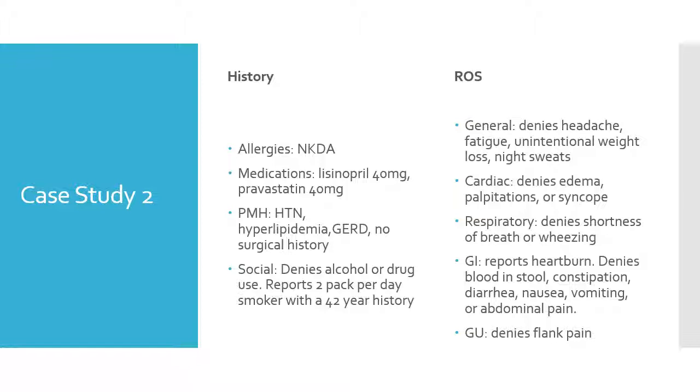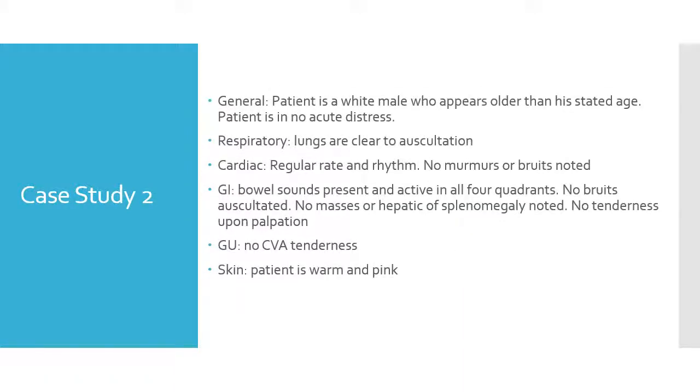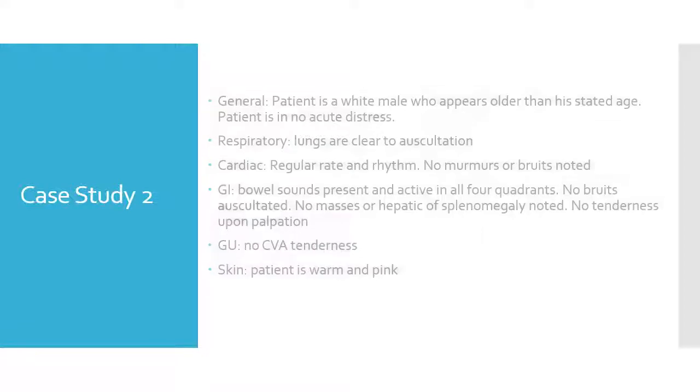No headaches, fatigue, weight loss, night sweats, no edema, palpitations, or syncope, no shortness of breath or wheezing. He has heartburn, no blood in stool, constipation, diarrhea, nausea, vomiting, or abdominal pain. He is considered obese. His vital signs are stable. Appears to be older than his stated age. He's in no acute distress. His lungs are clear. His heart rate is regular. He has no murmurs. He has bowel sounds active and present in all 4 quadrants. No bruit, no splenomegaly, hepatomegaly, no tenderness, no CVA tenderness.